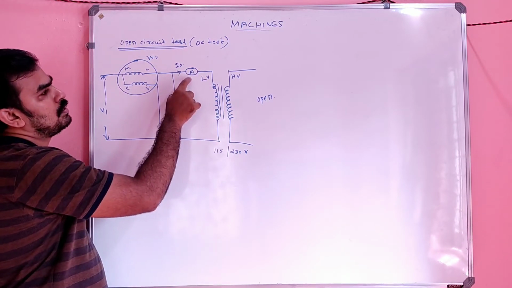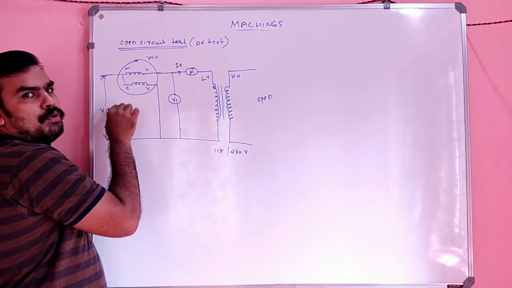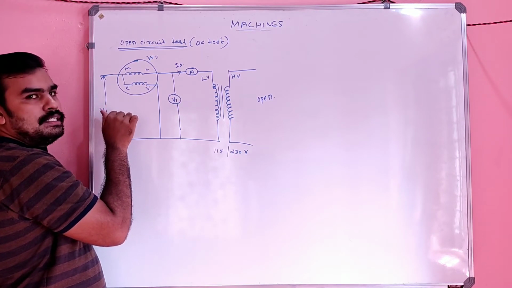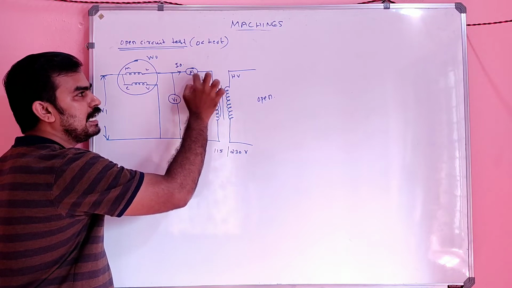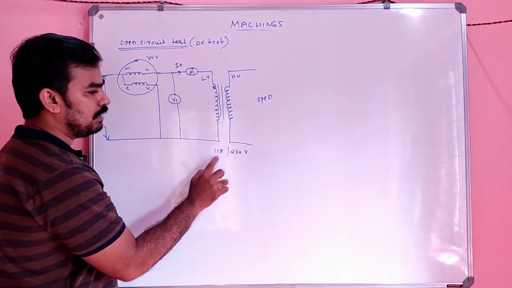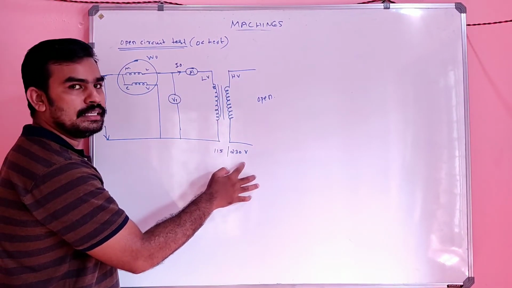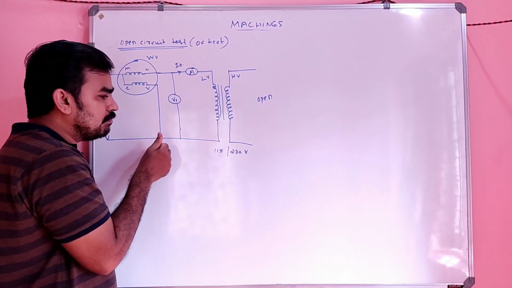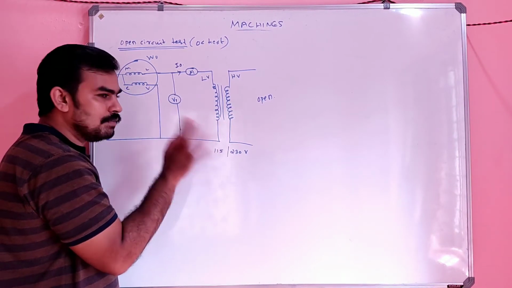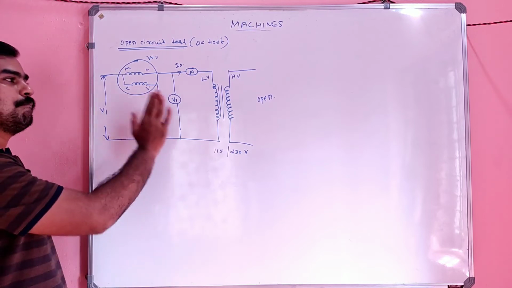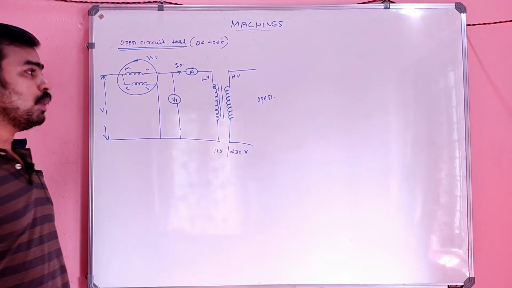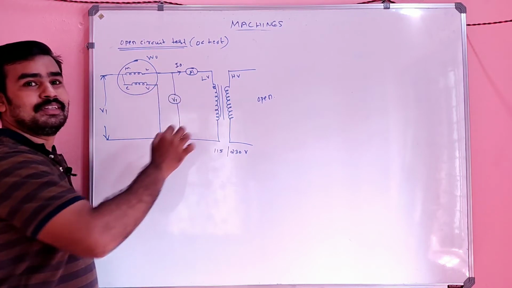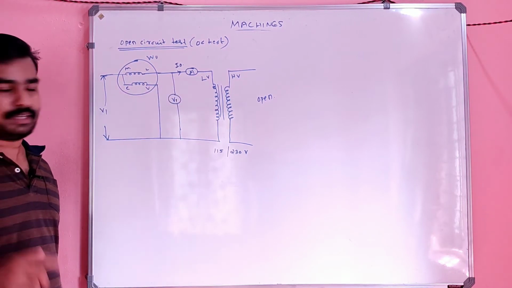So if you increase the voltage here, increase it up to the rated voltage on the LV side. Suppose it is 115 by 230, you have to increase it up to 115 volt. That means you have to apply rated voltage on the LV side. That is the first thing.